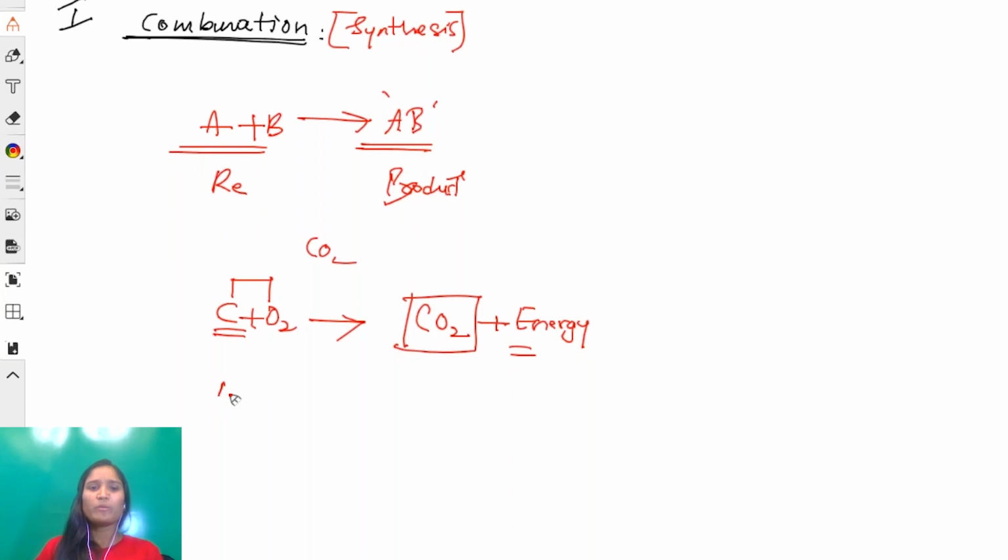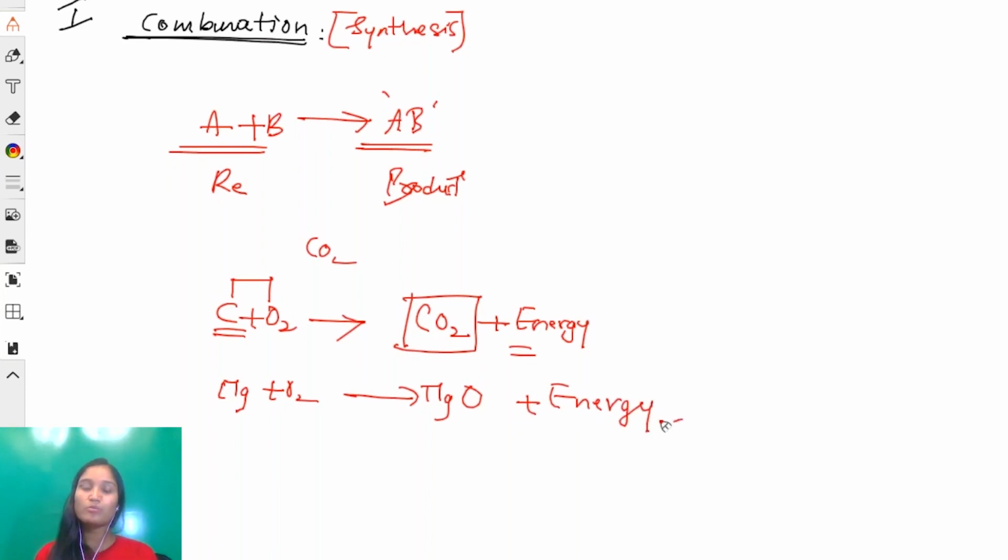One more, if you remember activity 1.1, magnesium plus oxygen leading to formation of magnesium oxide. Yeah, Mg plus O2 gives MgO. Isn't it a combination reaction? Magnesium is combining with oxygen. Is this a combination? Right, guys, can I see your response, please? It is combination, isn't it? And this combination reaction also is releasing energy.